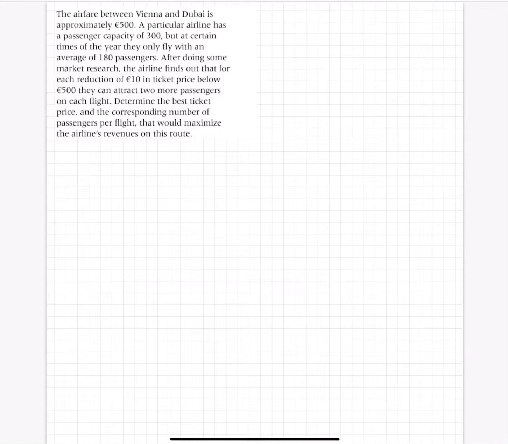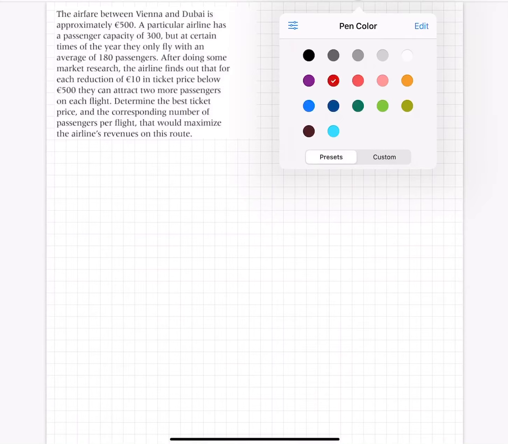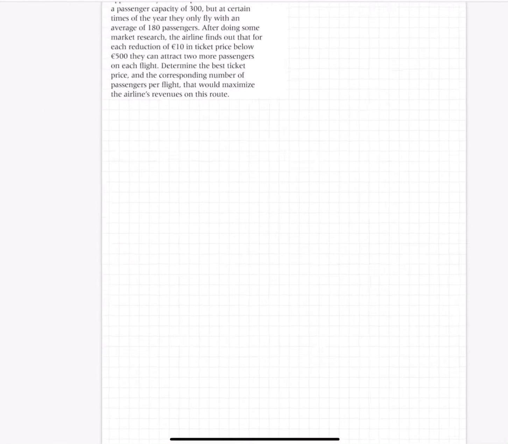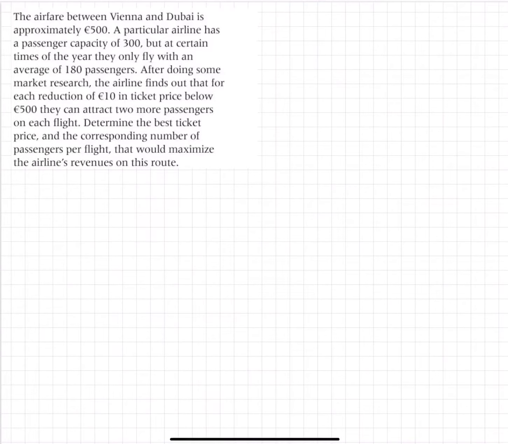Alright, hello guys. Today we'll be doing a bit more on practice problems with optimization. I picked two that seem to be really weirdly phrased from the textbook. So yeah, we'll evaluate it together.